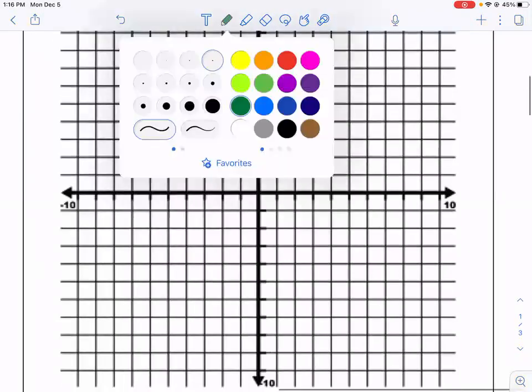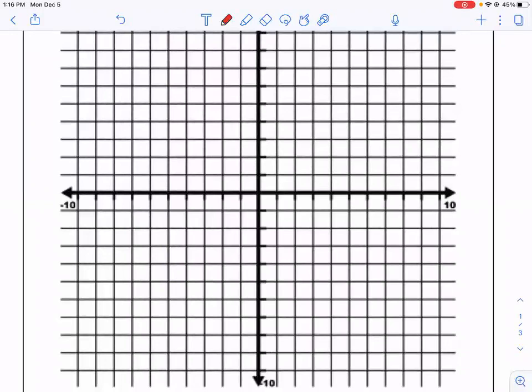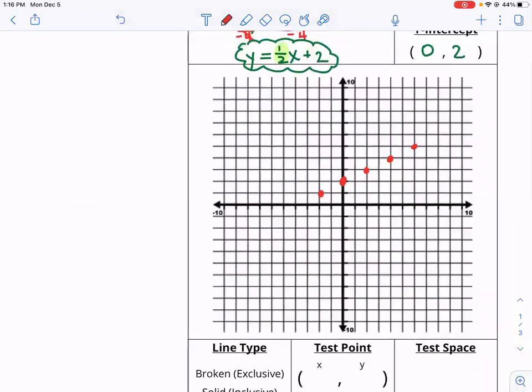So over here, we are going to plot our y-intercept of 2. And then we have a slope of up 1 over 2, up 1 over 2, up 1 over 2. I could be really annoying. Up 1 over 2, up 1 over 2.